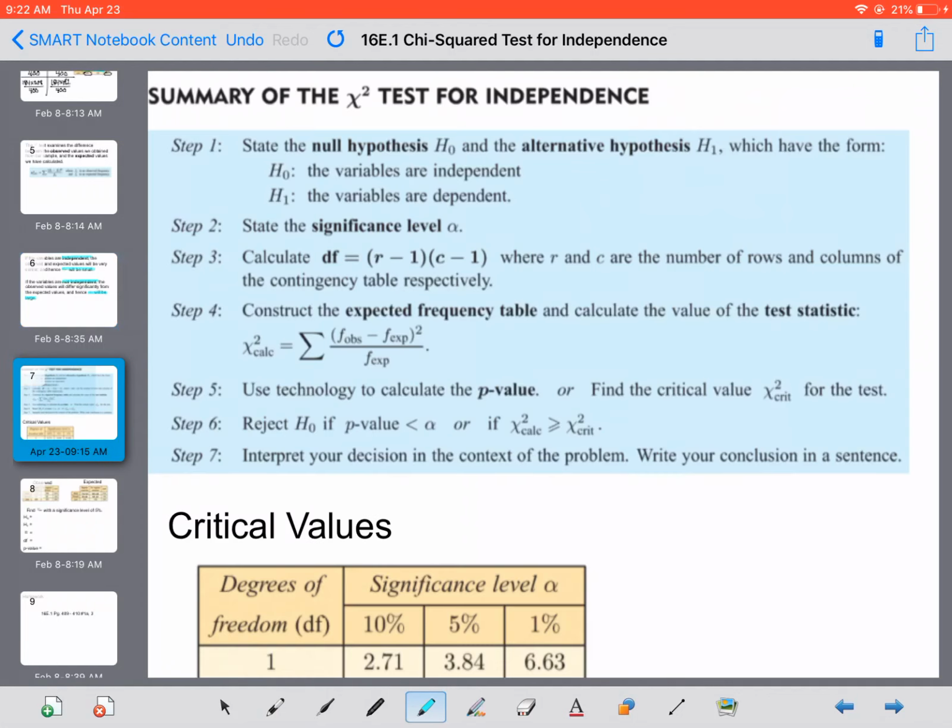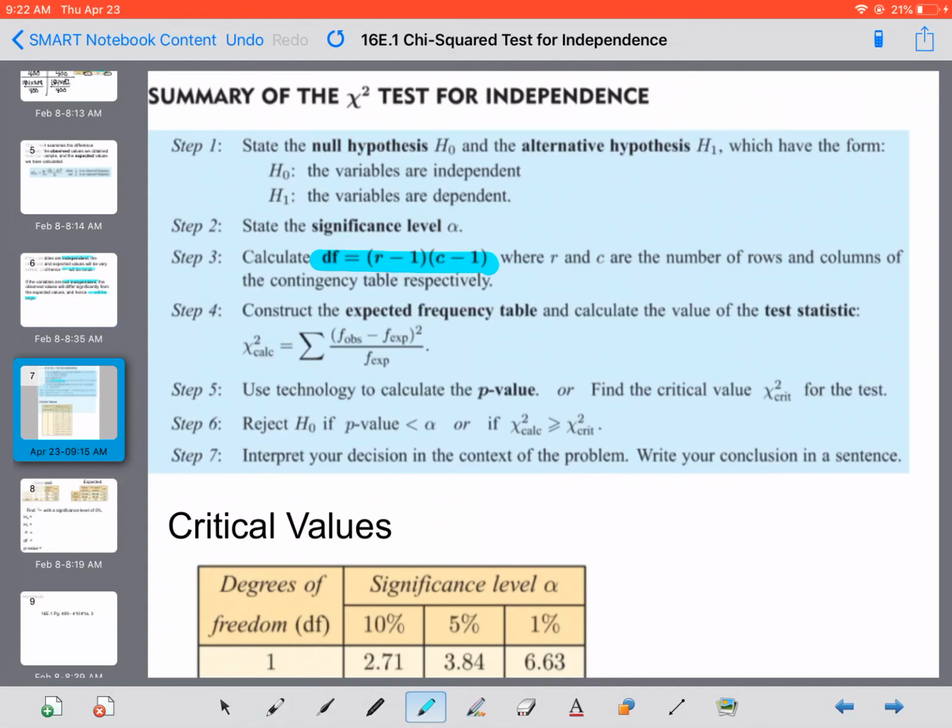So let's review our steps here. Step 1 is not any different. You're finding your H sub 0 and H sub 1. Step 2 is not different. You are finding your significance level, which again will be given to you. Step 3, however, because we have more than one variable, finding our degrees of freedom is going to be a little bit different. What you're going to do is take your number of rows minus 1 times the number of columns minus 1. And whatever you get, that is going to be your degrees of freedom.